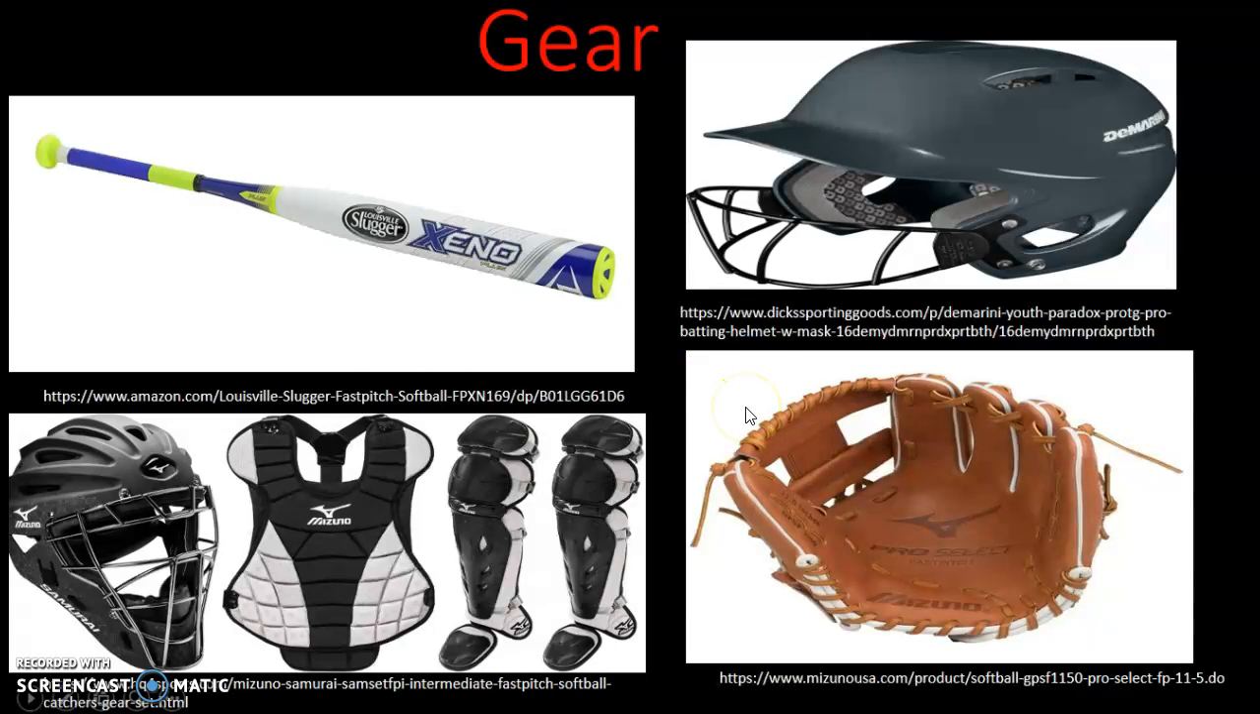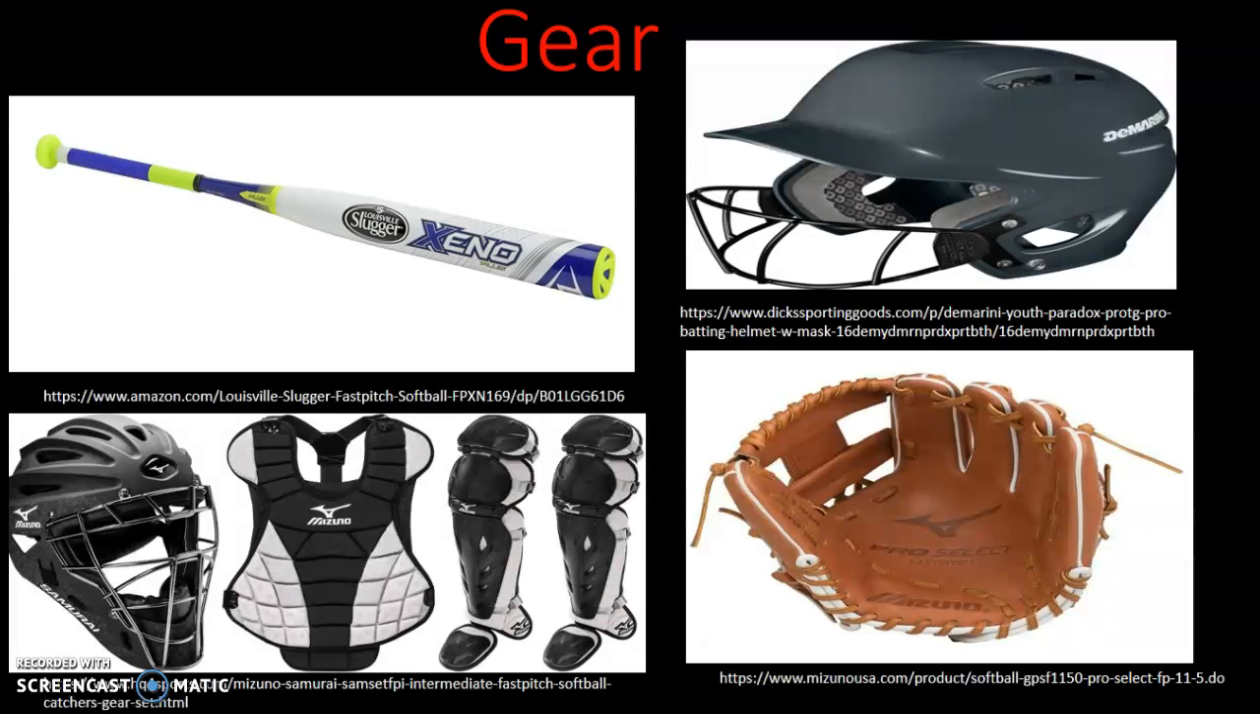You can see in the right-hand lower corner a picture of a glove. Depending on the position you play, you may have a different glove. There are first baseman gloves, catcher gloves, infield gloves, and outfield gloves. Typically, an infield glove is smaller than an outfield glove. That is because the smaller your glove is, the quicker it is to transfer the ball from the glove to your hand.